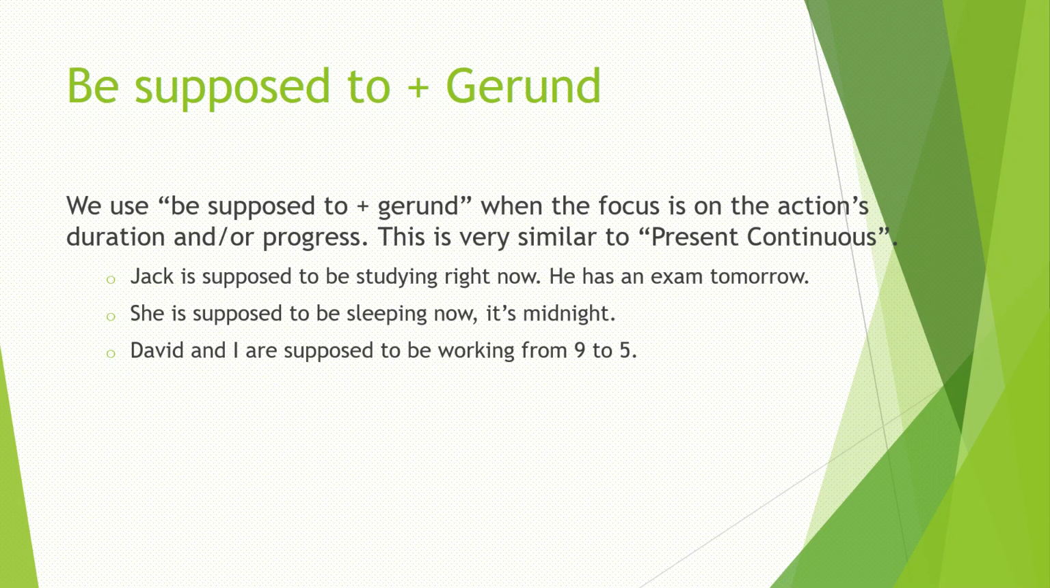So Jack is supposed to be studying right now. He has an exam tomorrow. She is supposed to be sleeping now, it's midnight. And David and I are supposed to be working from 9 to 5. We never say I and David. It's much better to say David and I. You say I after other names and pronouns. So, David and I are supposed to be working from 9 to 5.